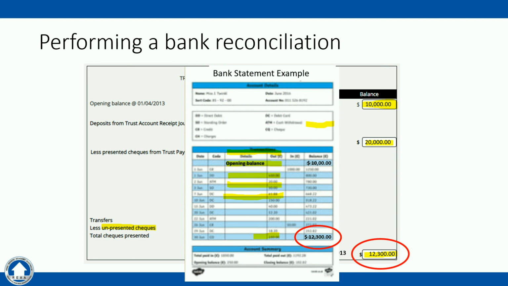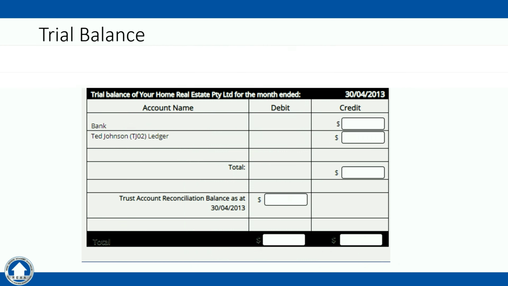So we would have a look at our trust account bank statement and compare the two balance amounts to see, are they identical. If they're not identical, we would need to go through each of the transactions to find out where it is that we've gone wrong or what the amounts are that are not marrying up, to work out where the discrepancy lies and correct it.